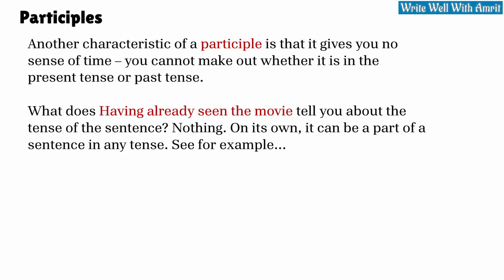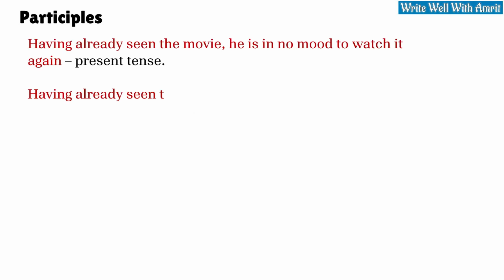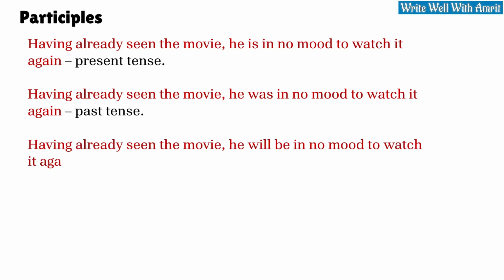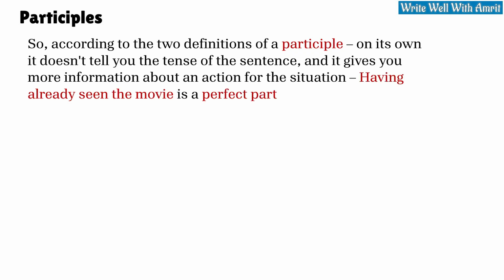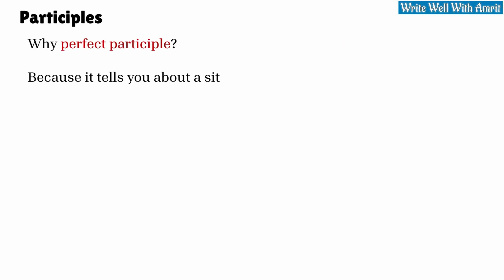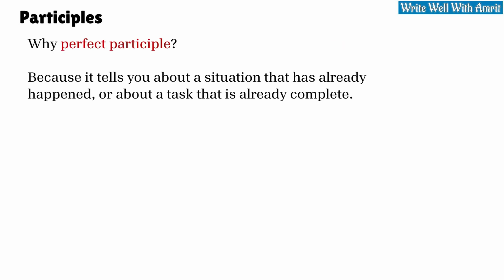See for example, having already seen the movie, he is in no mood to watch it again. Present tense. Having already seen the movie, he was in no mood to watch it again. Past tense. Having already seen the movie, he will be in no mood to watch it again. Future tense. So according to the two definitions of a participle, on its own it doesn't tell you the tense of the sentence and it gives you more information about an action or situation. Having already seen the movie is a perfect participle. Why perfect participle? Because it tells you about a situation that has already happened or about a task that is already complete.